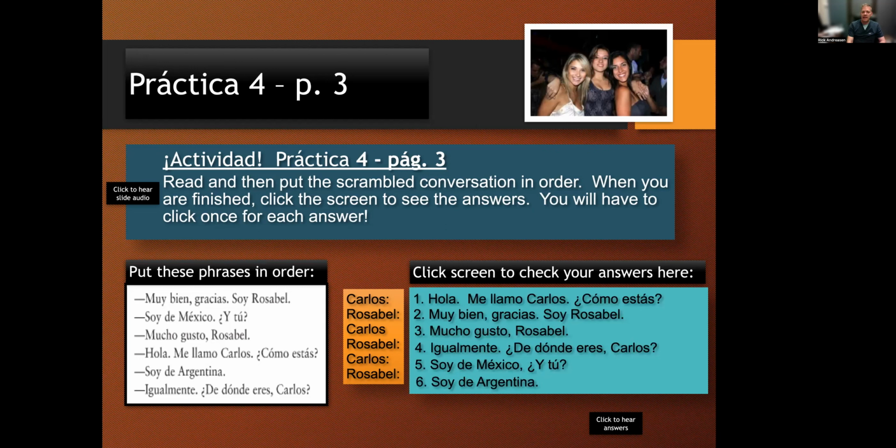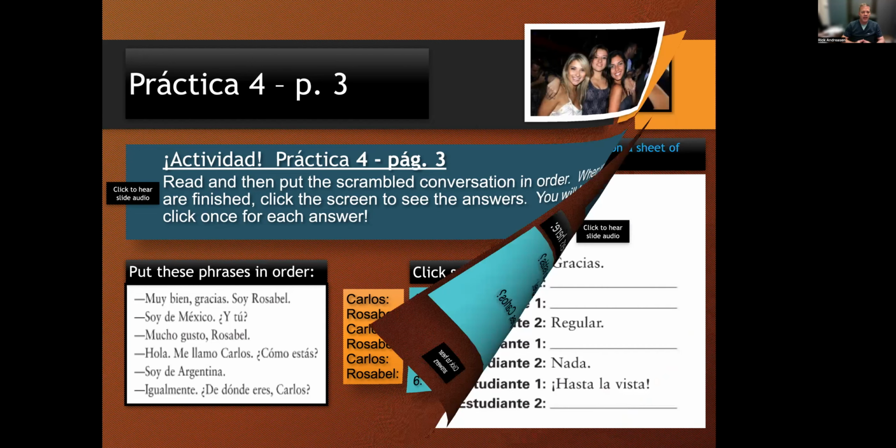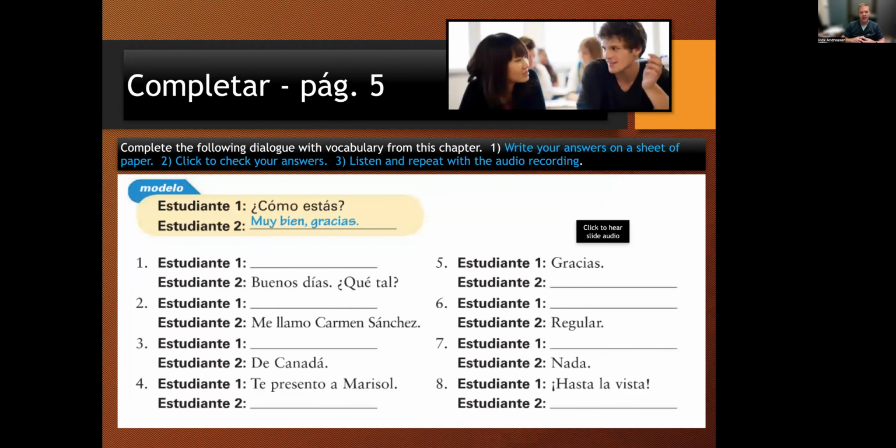Soy de Argentina. Okay, so that's just a typical get to know yourself, introduce yourself conversation that is very, very, very common and great things to know. Okay, another exercise. Complete the following dialogue with vocabulary from this chapter. Write your answers down. You'll have a chance to do that at Panorama as well, and then check your answers. So we're going to go through this.